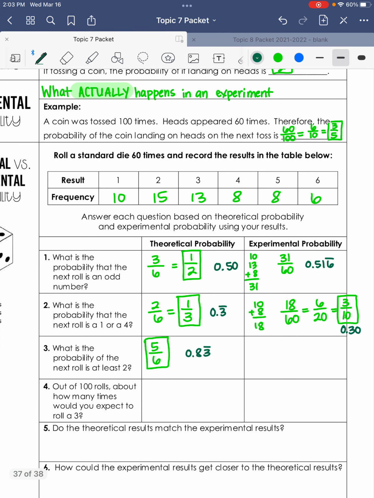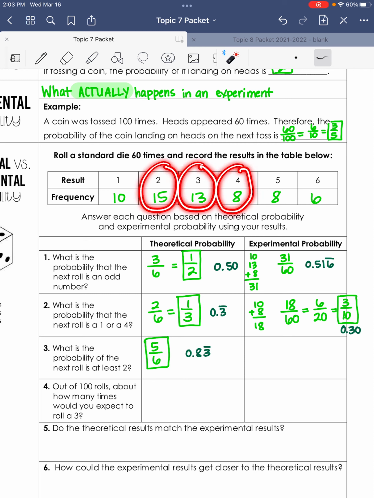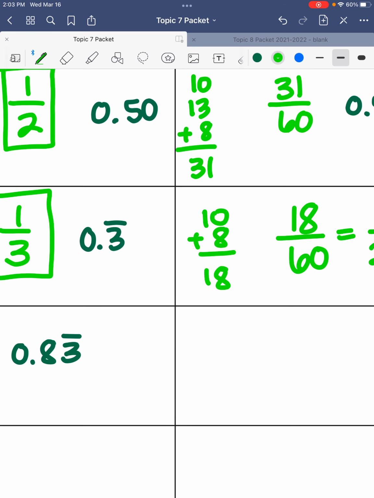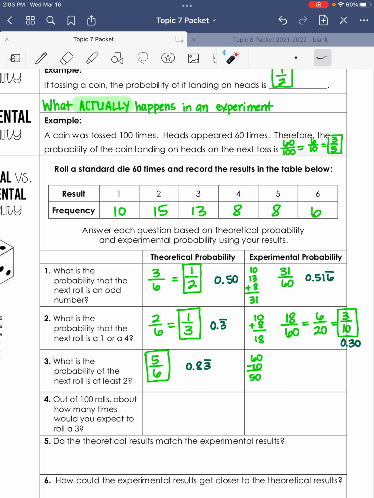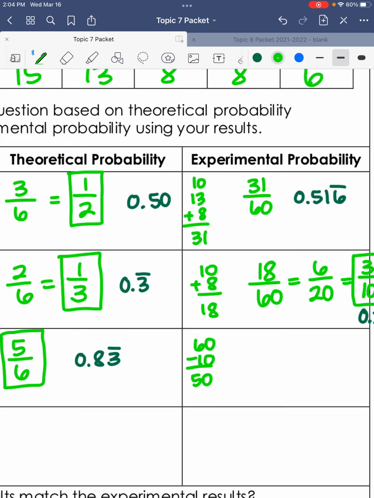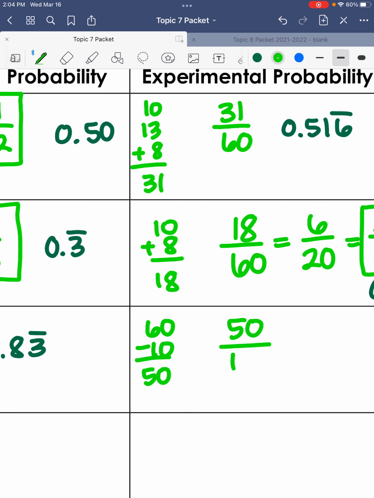So, what is the probability that the next roll is at least 2? Like we said earlier, that means I'm looking at 2, 3, 4, 5, and 6. So everything but the 1, right? So I know that if I rolled the dice 60 times and it landed on 1 10 times, I can just subtract. 60 minus 10 is 50. And I would get that same number if I had just added up 15 plus 13 plus 8 plus 8 plus 6. I'd still get 50. So I have 50 out of 60.